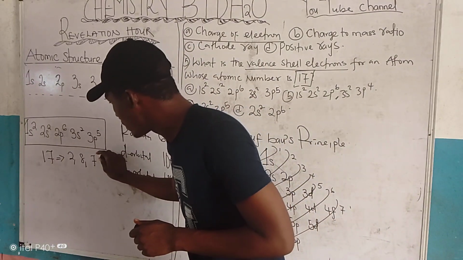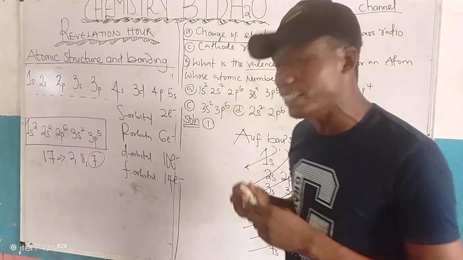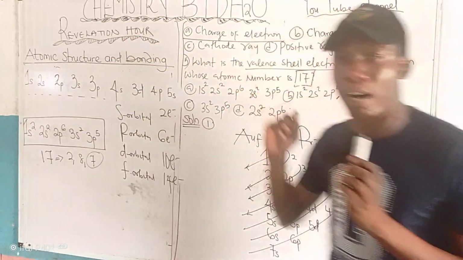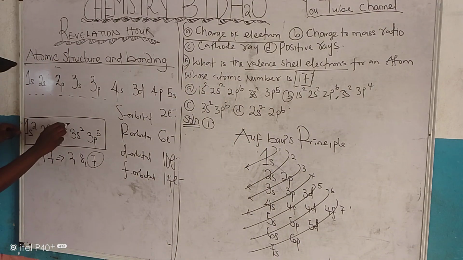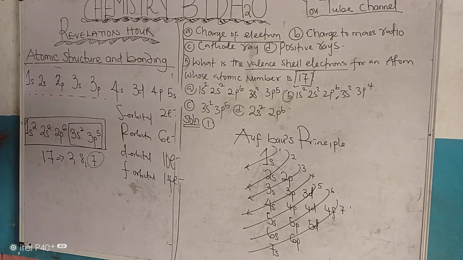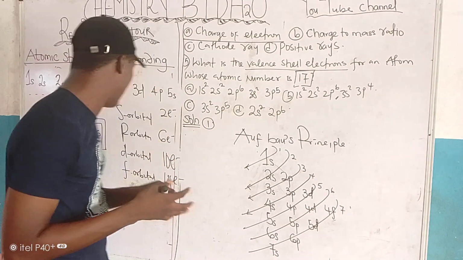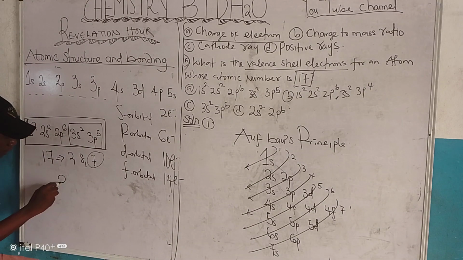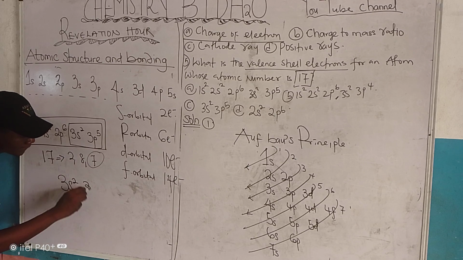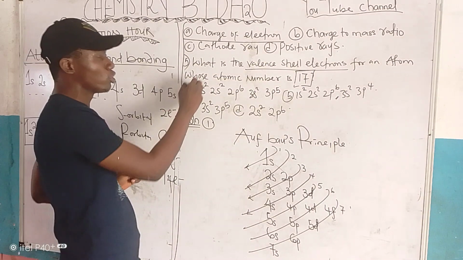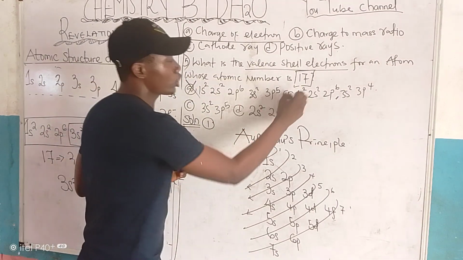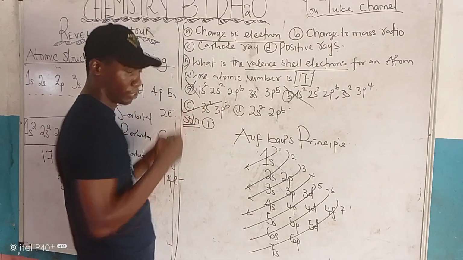So if I pick out 7, where do we have to arrange these 7 electrons in our orbitals? It means that the 7 electrons are found here in this place. So the valence shell electrons for an atom having 17 as atomic number will be 3s2 and 3p5. So the answer to this question is not A. It is not B. The answer is C.